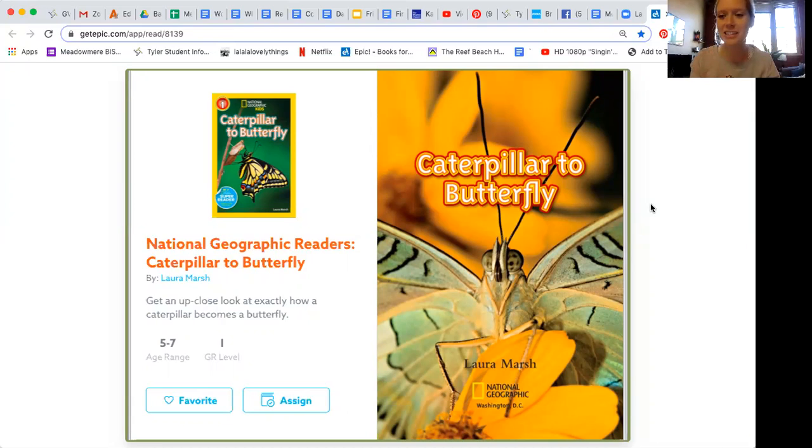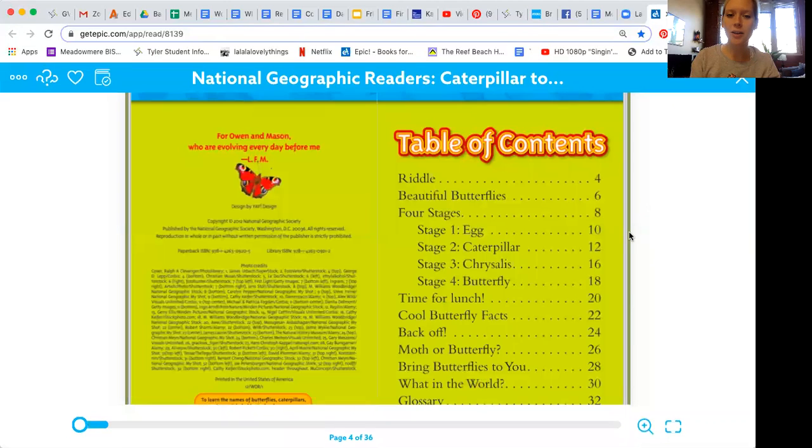Okay, so we are going to get started. See if you can find any text features. Also be looking for what you think the main idea is. You guys should have a lot of schema on butterflies because last year in kindergarten, most of you learned about butterflies if you were here at Meadowmere and even saw them come out of their chrysalises. So we're going to be reading about it, be thinking about your schema as we're going along.